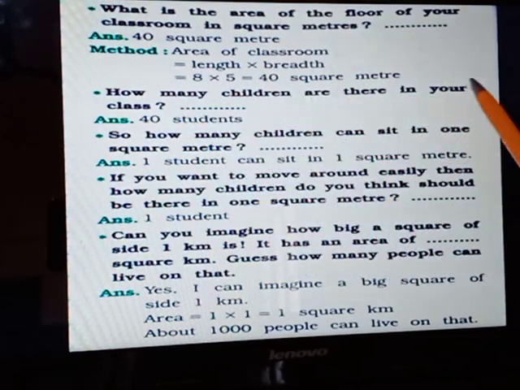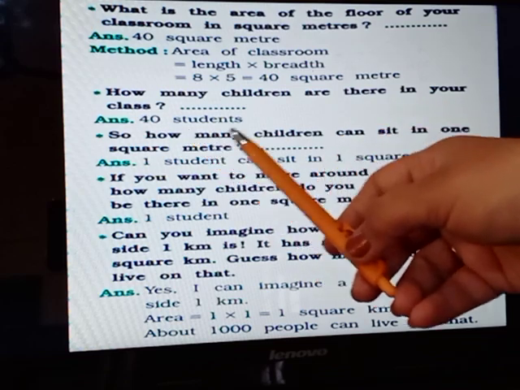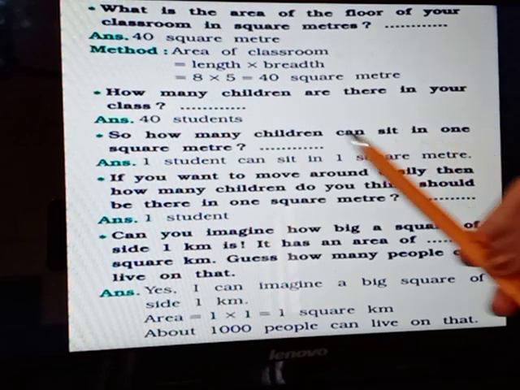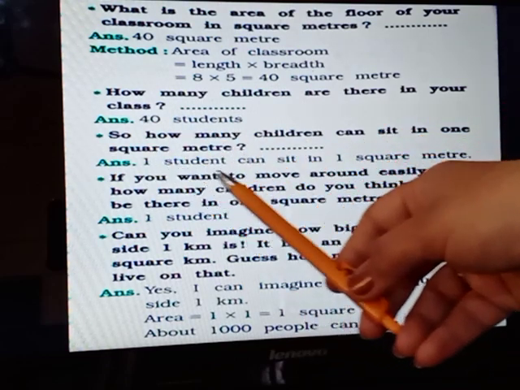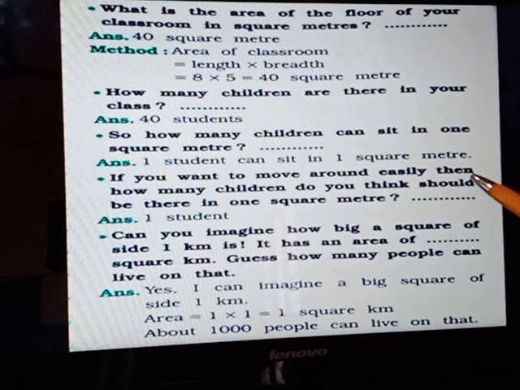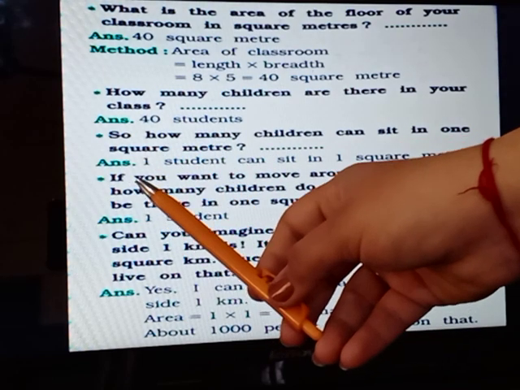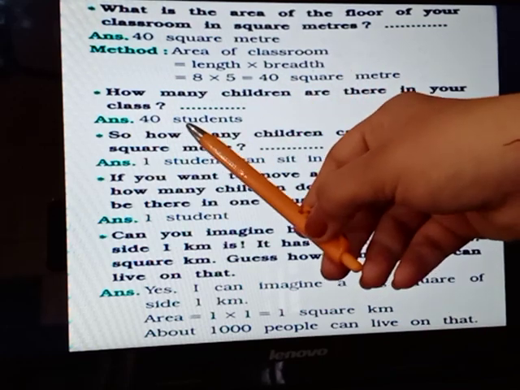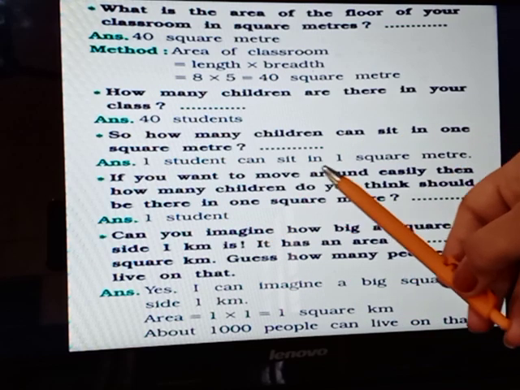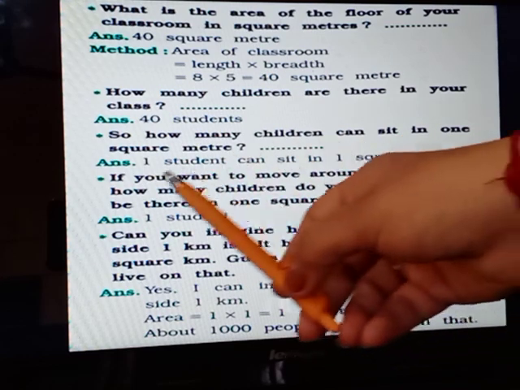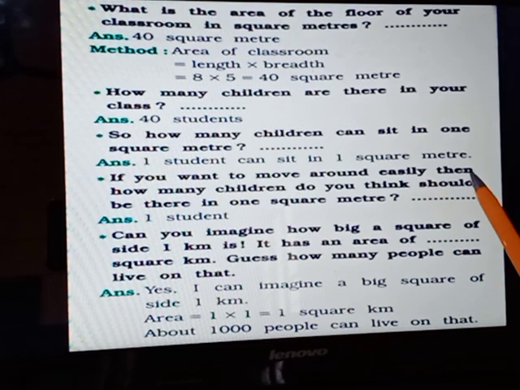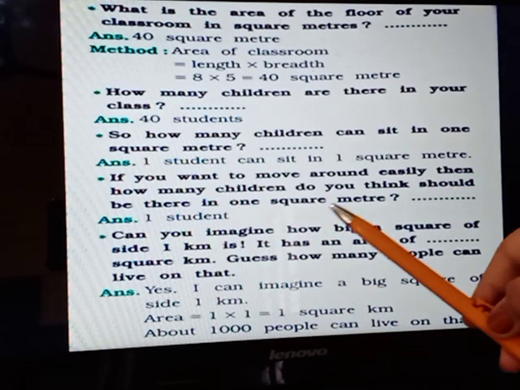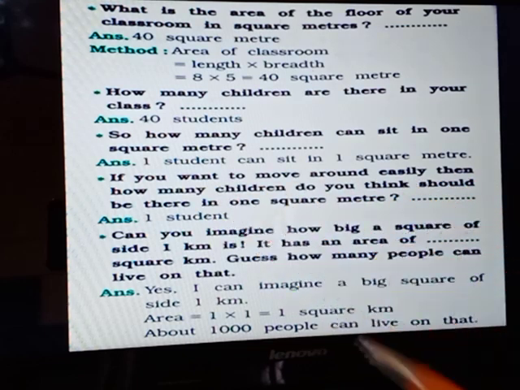How many children are there in your class? Suppose you are writing 40 students. So answer will be 40 students. So how many children can sit in 1 square meter? 1 student can sit in 1 square meter, because 40 square meter is the area of your classroom and you are 40 students, so each student will take 1 square meter space. If you want to move around easily, then how many children do you think should be there in 1 square meter? One student you can write.